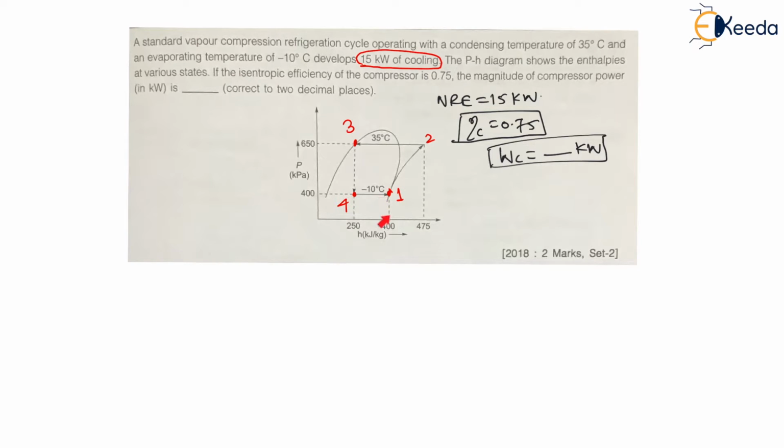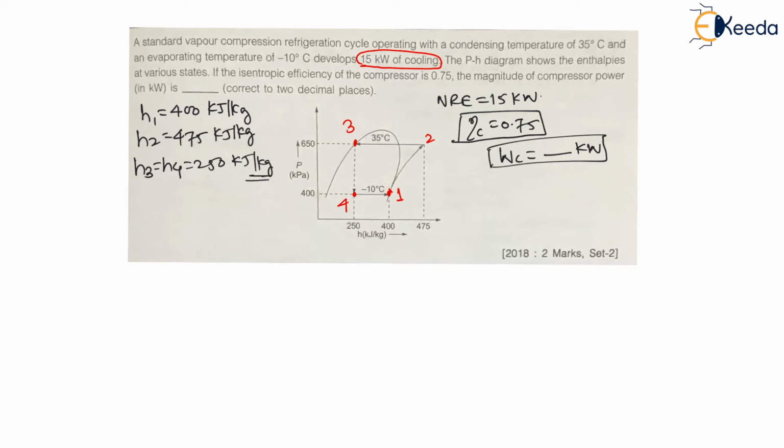Now from here we can say H1 is 400 kilojoule per kg, H2 is 475, and H3 and H4 are 250 kilojoule per kg. Let us write them. Therefore H1 is nothing but 400 kilojoule per kg. The H2 value you will find from the graph, that is 475 kilojoule per kg, and H3, which is nothing but H4, because 3 to 4 is a throttling process, and during throttling enthalpy is constant, which is 250 kilojoule per kg. These enthalpies are given.